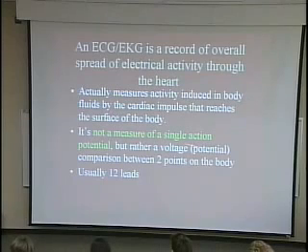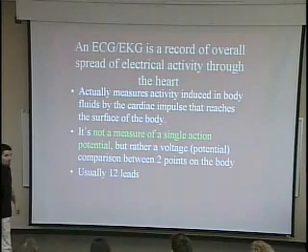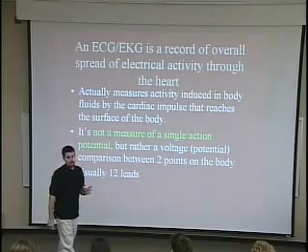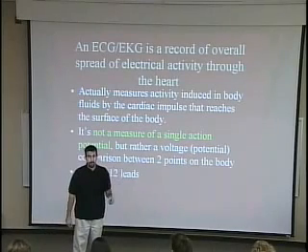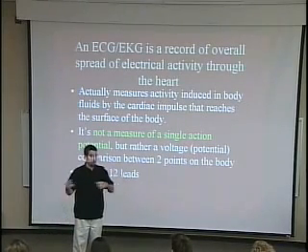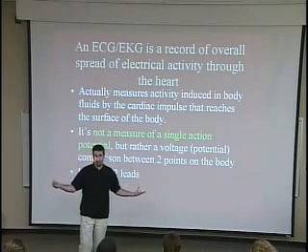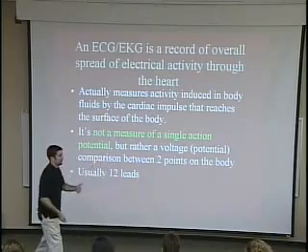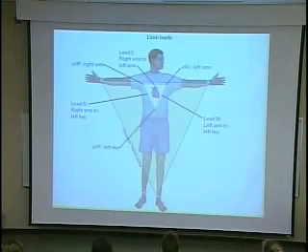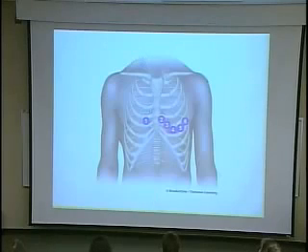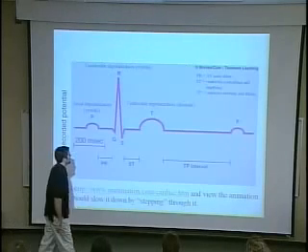So it's not a measure of a single action potential. So don't get confused. When you see an EKG, don't think that you're looking at the firing of an action potential. You're not. It's a sum of electrical activity that's shot all the way around the body. So who knows how many potentials are involved. It's just the electrical difference that you see. Okay, you can look through those pictures yourself. I don't expect you to know them. It's just to show you I'm not making it up.